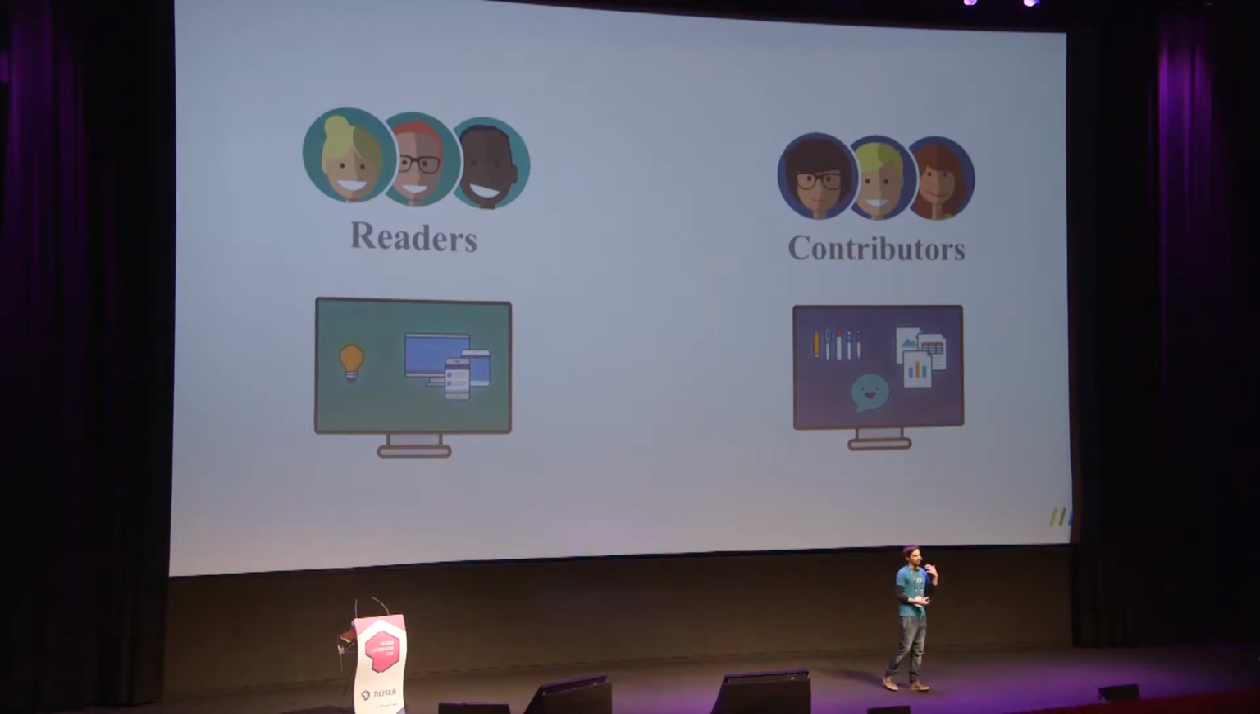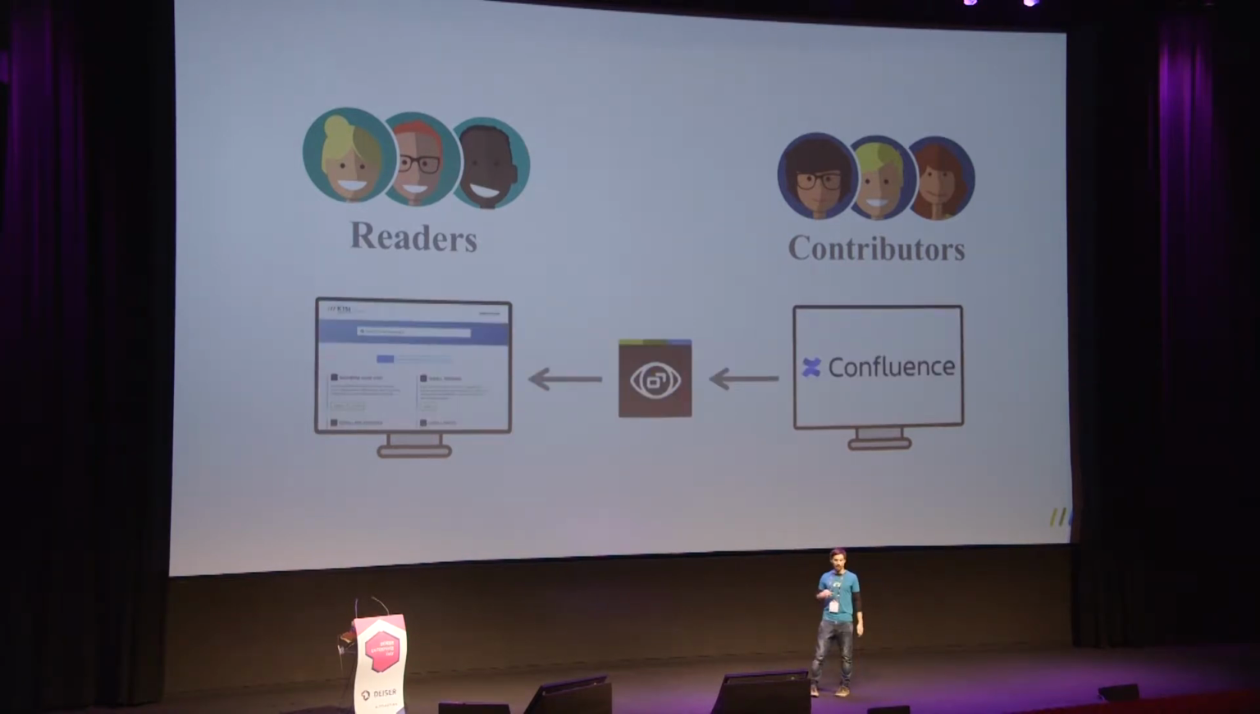Of course, those two roles have different priorities. For example, readers want to be able to view the content on different devices, whereas contributors mainly need tools to create the content. This is achieved through our add-on app Scroll Viewport. With Scroll Viewport, contributors work normally in Confluence, and our app then grabs this content and renders it for the readers, as we have just seen in our help center.